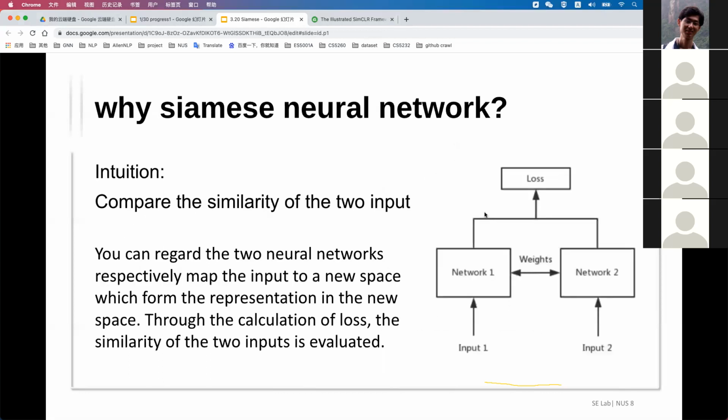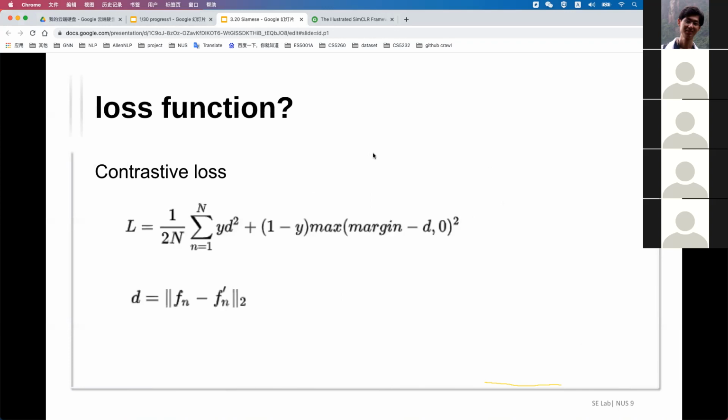So why use a Siamese neural network? The intuition behind it is that it wants to compare the similarity of the two inputs. You can regard the two neural networks as respectively mapping the inputs to a new space, which forms the representation in the new space. Through the calculation of the loss, the similarity of the two inputs is evaluated. And for a more detailed analysis, we can go further.